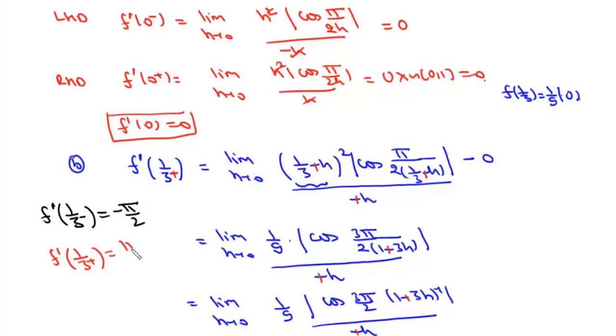It is plus pi by 2, and since the left hand derivative is not equal to the right hand derivative, that means f dash 1 by 3 does not exist.